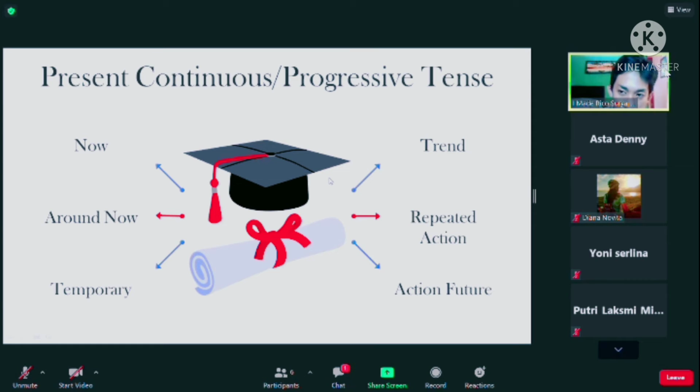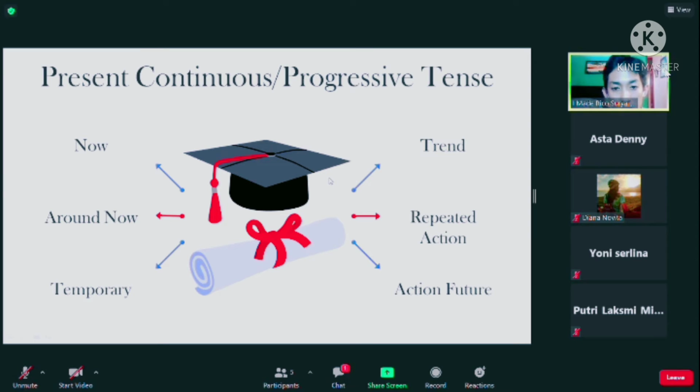For the future action, you can also use the present continuous. For example, I'm going to, I will. That's a similar meaning. The meaning is the same, it mentions the future, but the words they use are different. In progressive, you use am going to. In future, you just need to use will. So I think that's all about the present continuous and the progressive tense.